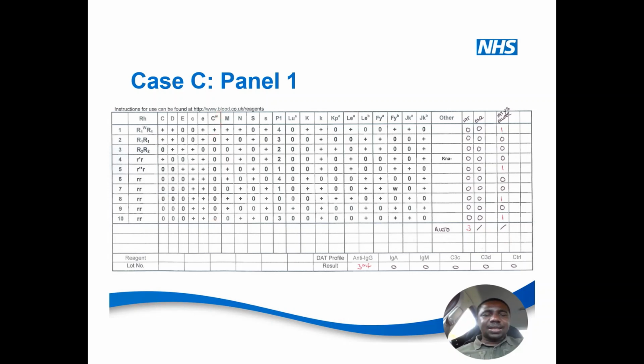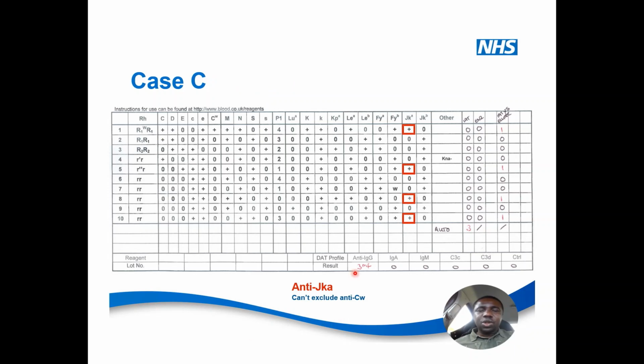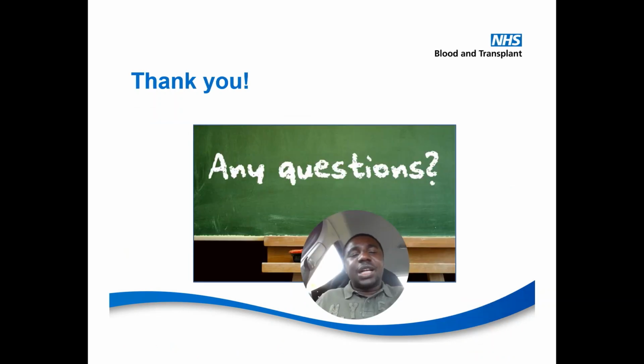So let's look at the answer. That's what it shows you here. It is JKA, but you cannot exclude CW. So I'm hoping you are understanding this. So that's the cancellation method. All I'm trying to show today is the cancellation method, because that is very, very vital. So that is actually everything I want to teach you today, that cancellation method.